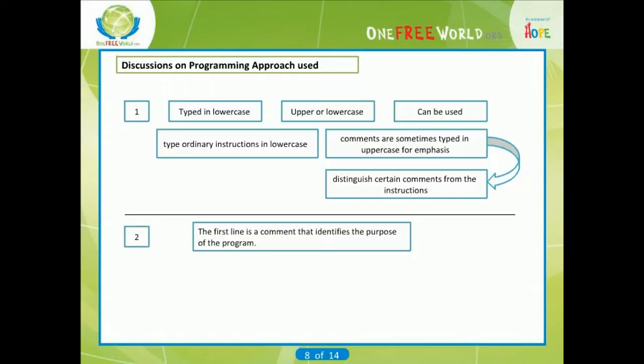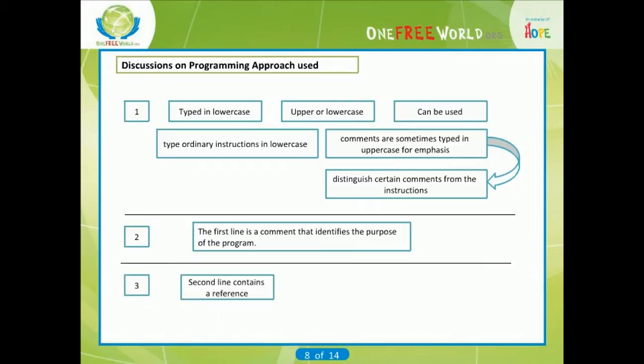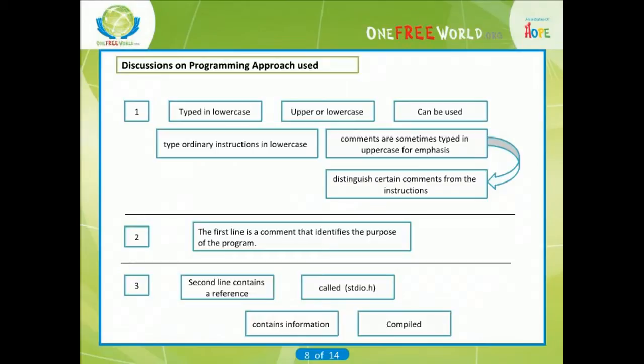The first line is a comment that identifies the purpose of the program. The second line contains a reference to a special file called .h, which contains information that must be included in the program when it is compiled. The inclusion of this required information will be handled automatically by the compiler.